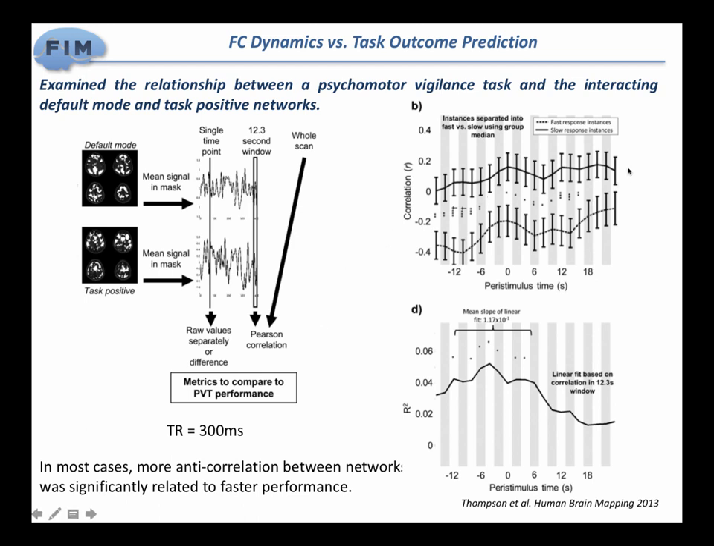The guys that had really slow response times, I believe. Is that the slow? Yes. And the guys who had really fast response time. And they could find that there was a significant difference in the level of anti-correlation between these two networks. And there's been a lot more work in this direction in recent years.